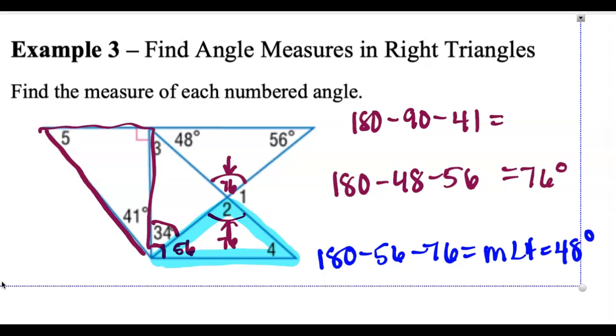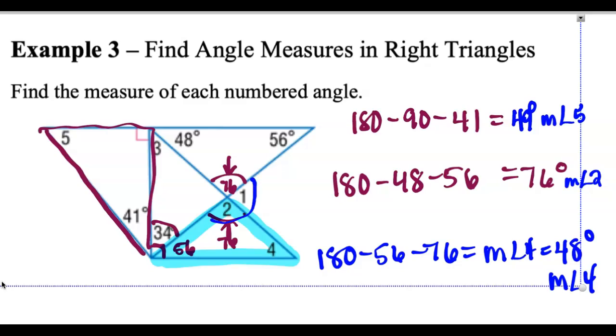Okay, so if that's true, then we can maybe see what's the last one we have. 180, so this is 49 degrees. And that's the measure of angle 5. 76 was the measure of angle 2. So we have to get the measure of angle 1. And this is the measure of angle 4. So let's start with getting the measure of angle 1.